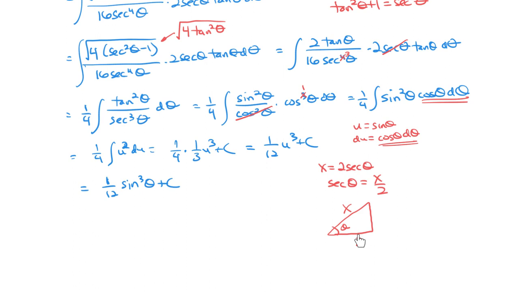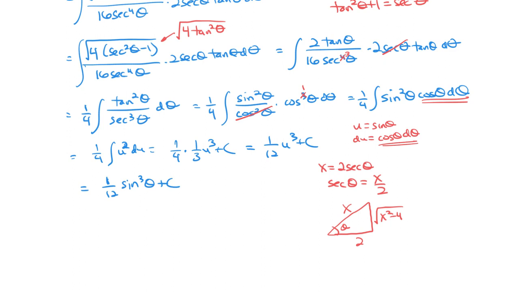From here, adjacent over hypotenuse is 2 over x. Then if we use the Pythagorean theorem, this squared plus this squared equals this squared, which means this side is going to be the square root of the hypotenuse squared minus that squared. So this is going to end up being the square root of x squared minus 4. Once we've got that, we can finally finish our question. Sine of theta is opposite over hypotenuse, so sine of theta is this over this, and we have to cube that.